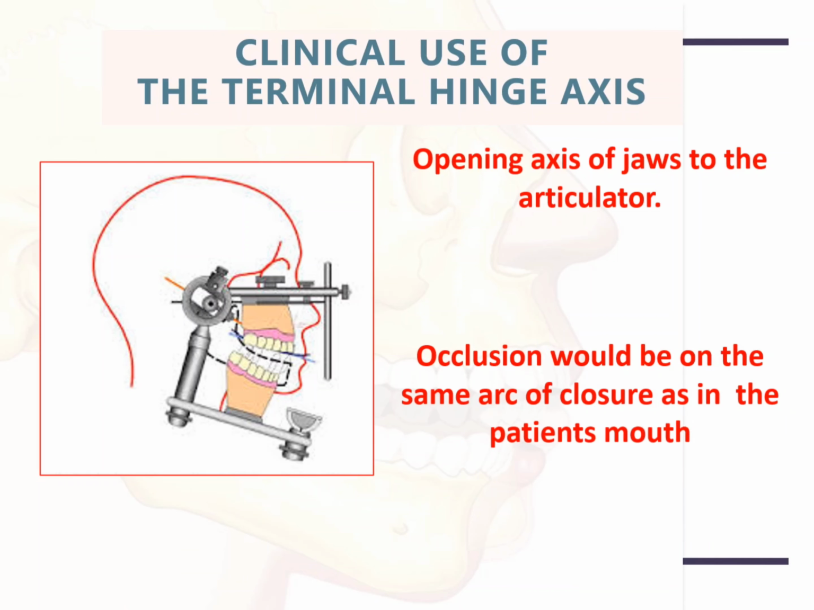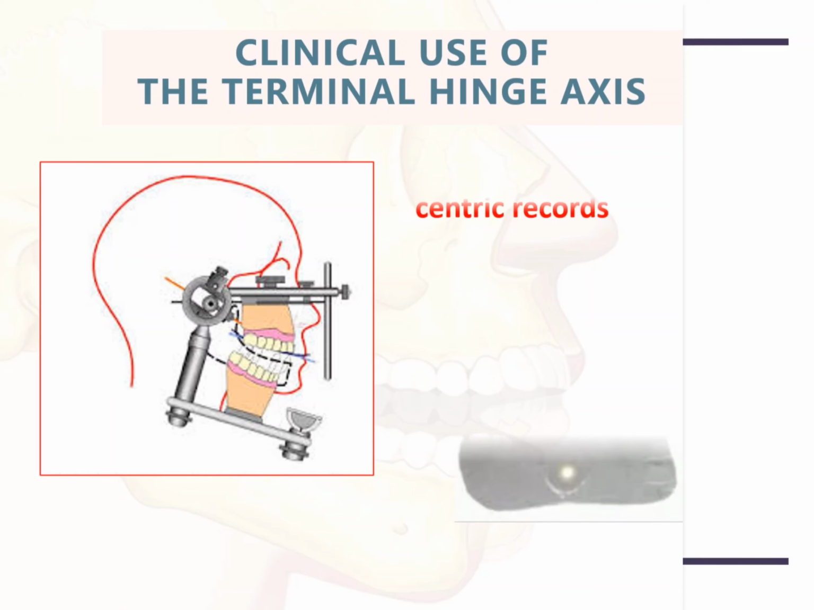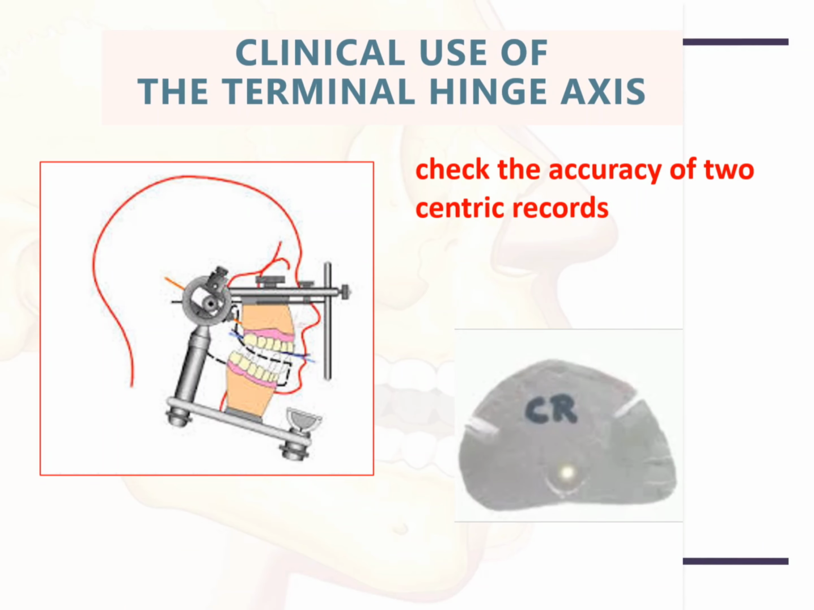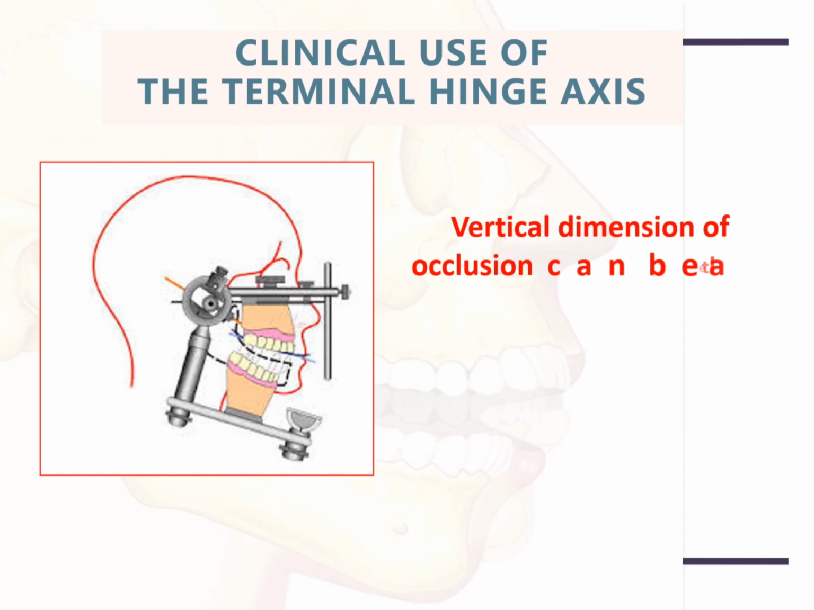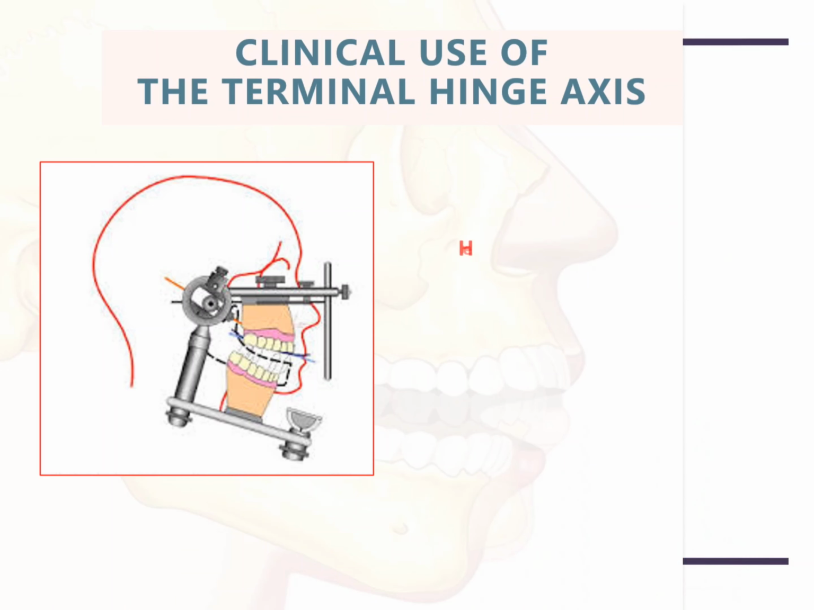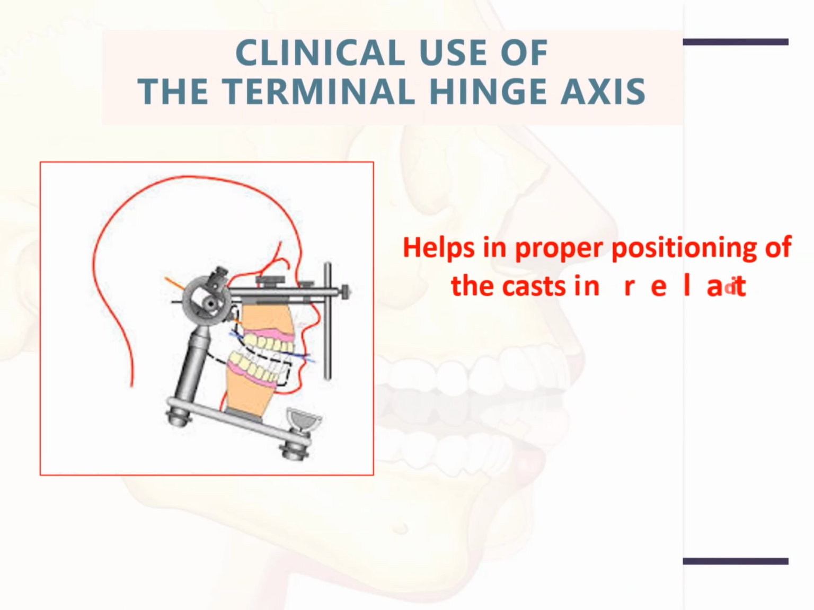The axis recording is required to check the accuracy of two centric records. Vertical dimension of occlusion can be altered on the articulator. It helps in proper positioning of the casts in relation to the intercondylar shaft.